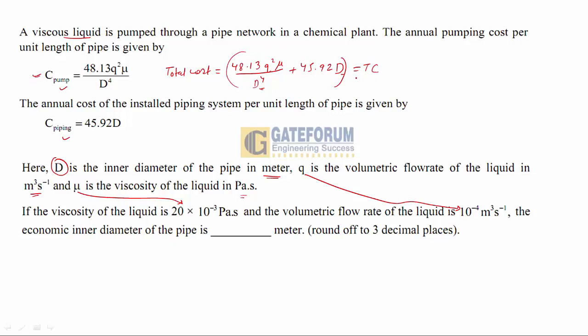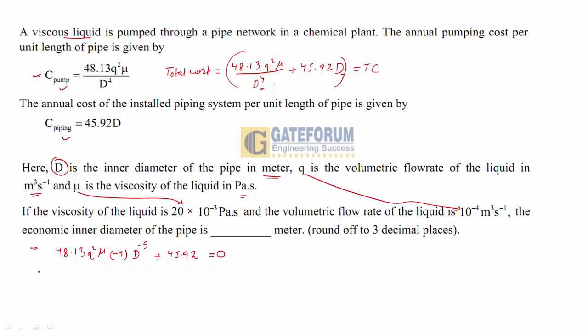Differentiating this, what will we get? 48.13 Q square mu. Here it is D to the power minus 4, because D to the power 4 is in the denominator. So differentiation will be minus 4 D to the power minus 4 minus 1, which will be minus 5, plus 45.92, as differentiation of D will be 1. So this is our differentiation of the total cost. For minimization of this function, the first differentiation should be 0. Correct?